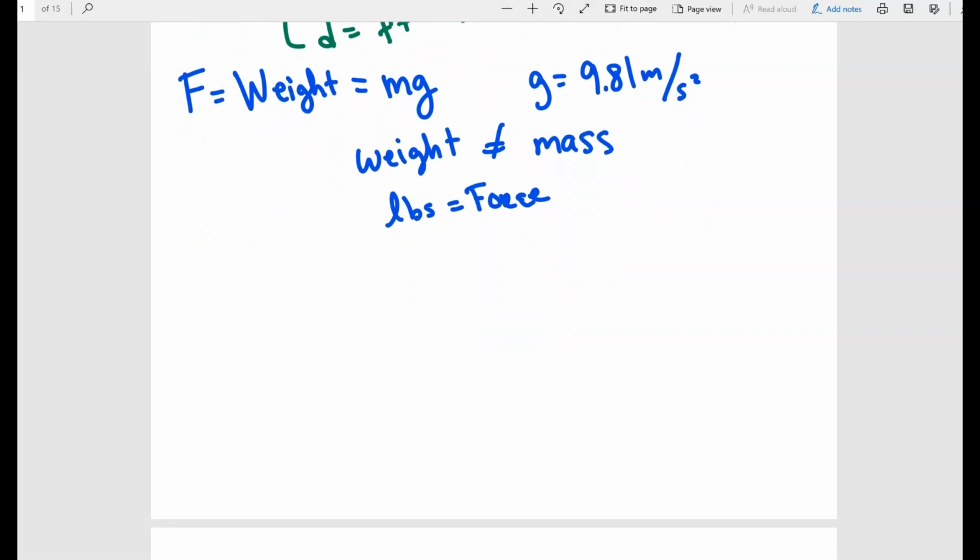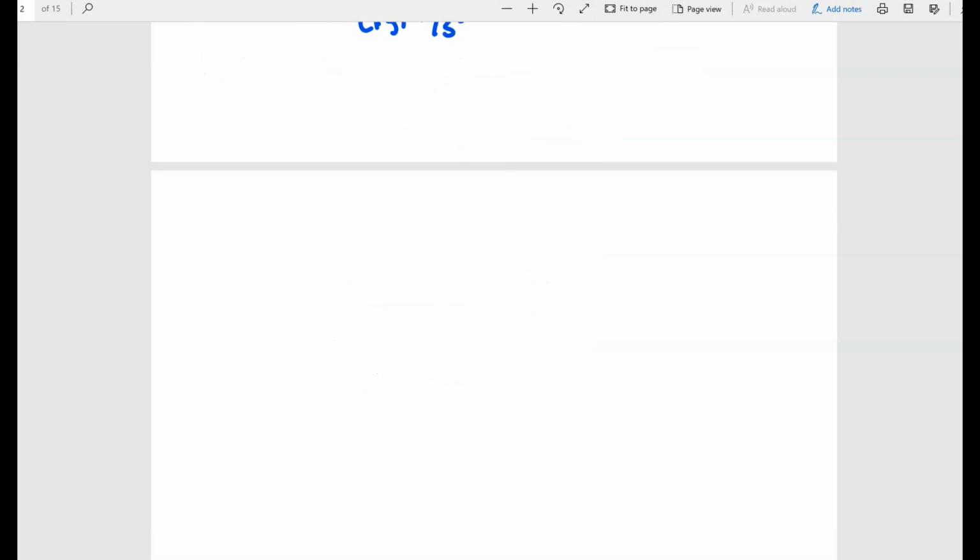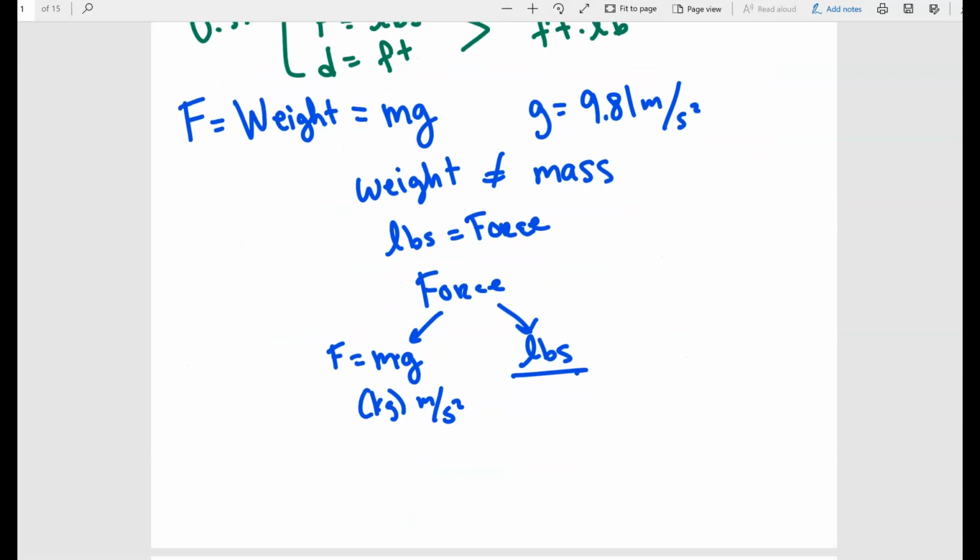Okay, so if you want to write it like this, if you have force, it can be given to you in kilograms, so that means you're gonna have to use mass times the gravitational acceleration, or you're going to have the pounds. So let's just say F equals mg. M is just mass given to you in kilograms. g is in meters per second squared. This will give you a newton. This one, if you're given pounds, that's just the force. You don't have to multiply by anything. Okay, so let's do a couple of examples using this formula.